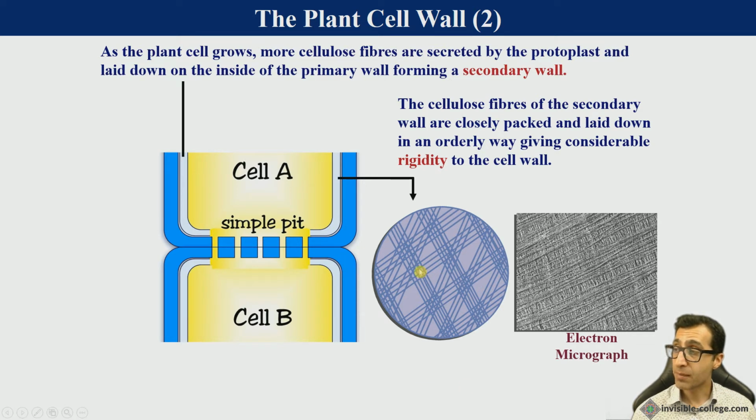So this diagram here shows the kind of arrangement in the secondary cell wall. As you can see, it's much more ordered. And this electron micrograph shows what these cellulose fibers in the secondary cell wall actually look like.